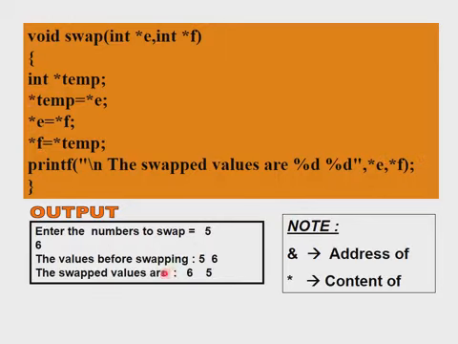Before swapping, we have entered the values 5 and 6. So before swapping, the values are 5 and 6. After swapping inside the function, the changes are made to their original values and the swapped values are 6 and 5. The address of operator will show the address of that variable and the pointer will show the contents of that variable. So we have actually exchanged the contents of the original variables. Therefore, we get this output. So this is the call by reference method.